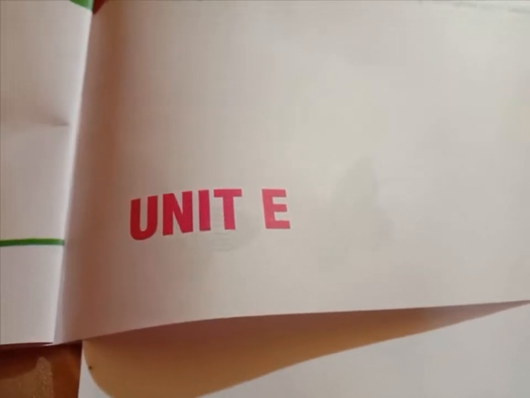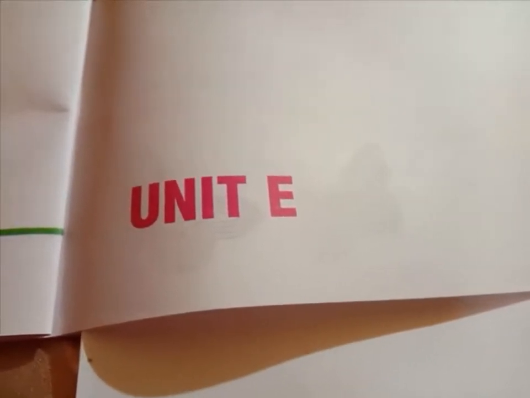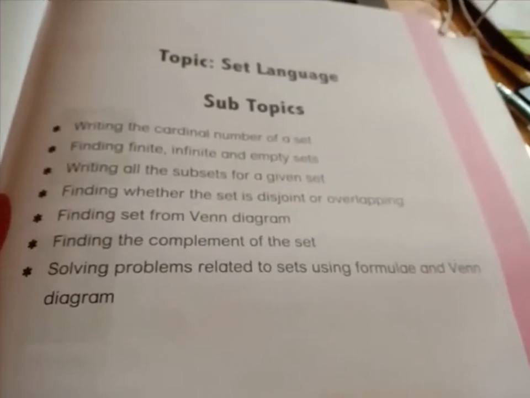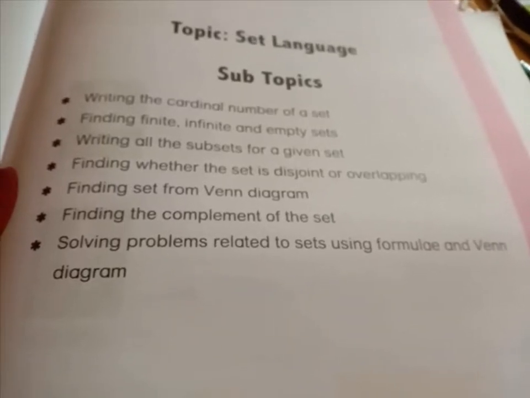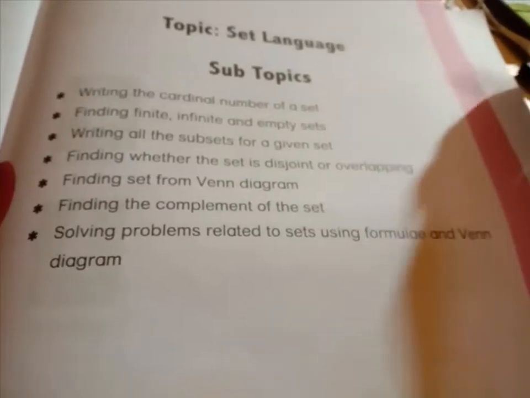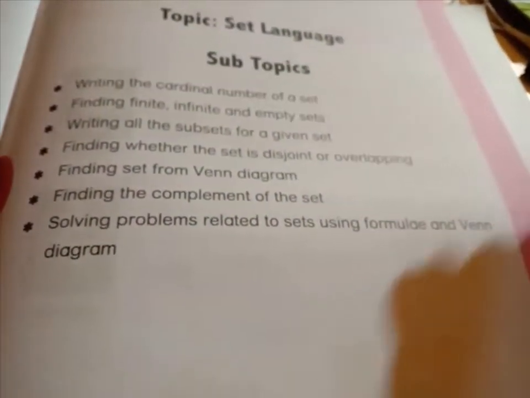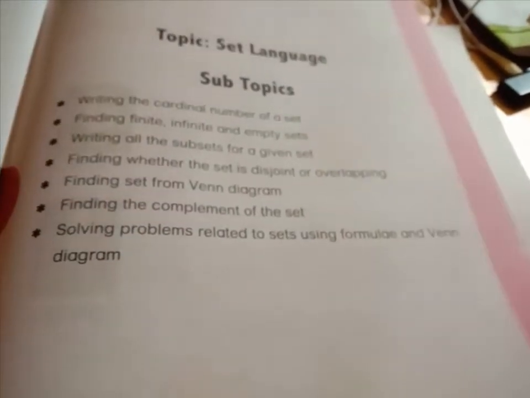Okay students, today in your tier 2 syllabus we are going to start unit E. The topic is set language. So these are the subtopics, it is already in your book. So without wasting any time, let us get into the modules. And I will explain the concepts as we go along.